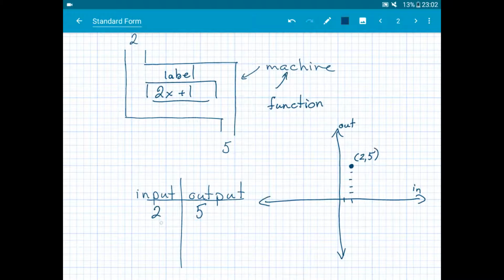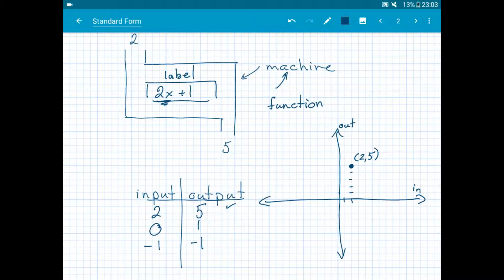First of all, let's just double check that our existing output and input match with this particular label or machine. So 2 times 2 is 4, plus 1 is 5. So this one works. But I could put in a whole bunch. I could put in 0. 0 times 2 is 0, plus 1 is 1. And I could put in, I don't know, let's put in minus 1. So 2 times minus 1 is minus 2, plus 1 is minus 1. So we can put all these in now.